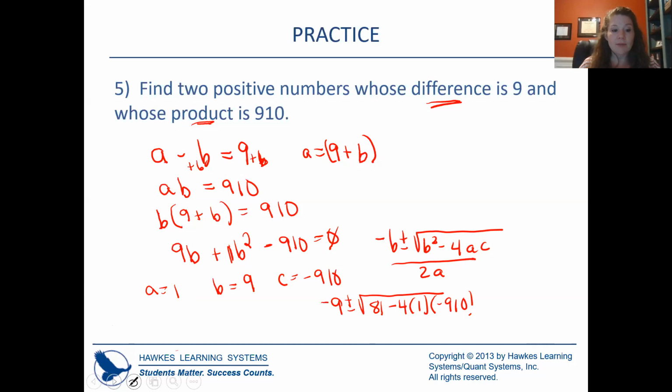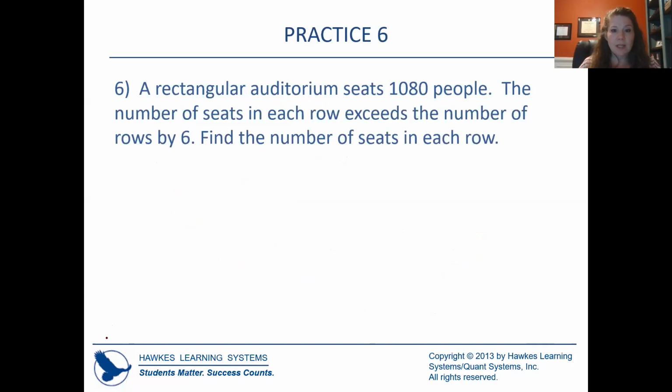All right, moving on. So you're going to have one that looks just like mine.